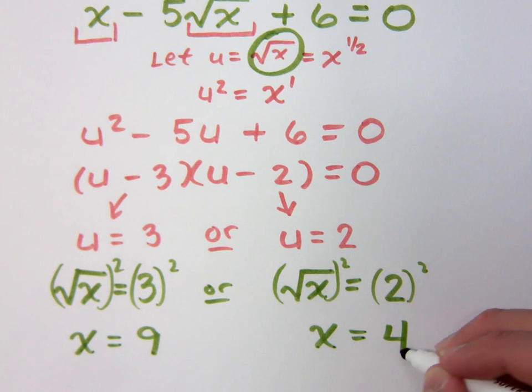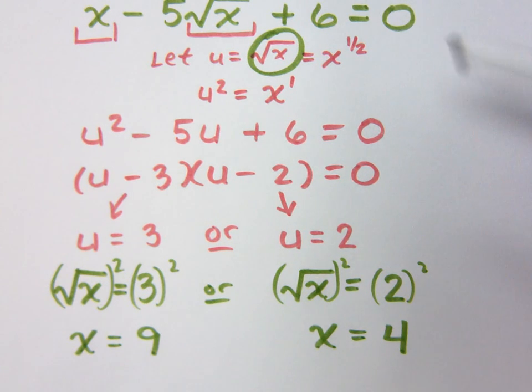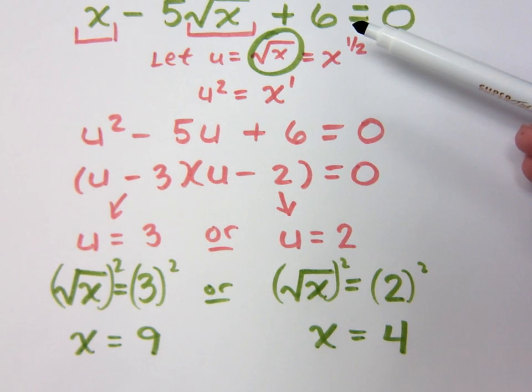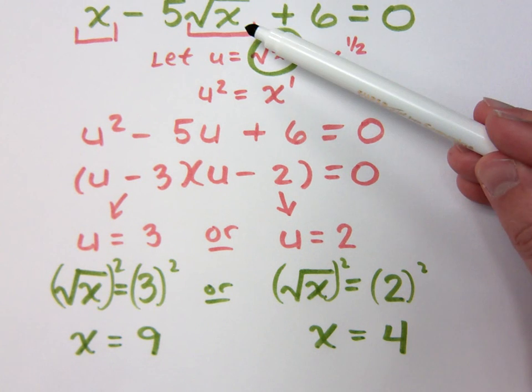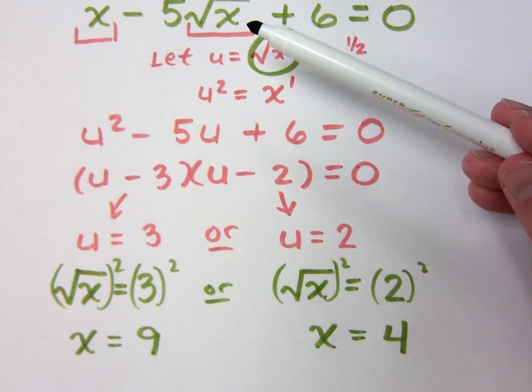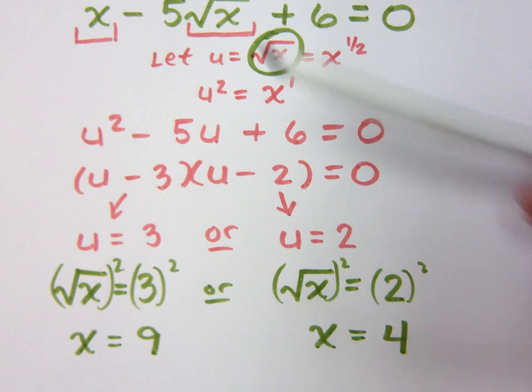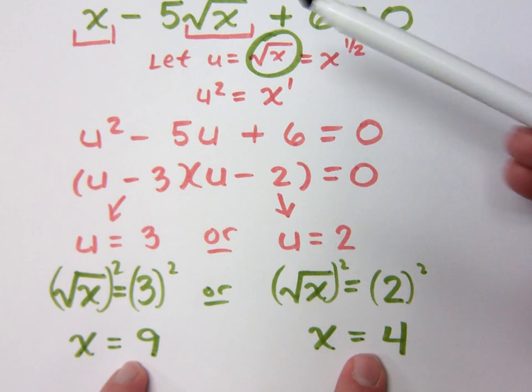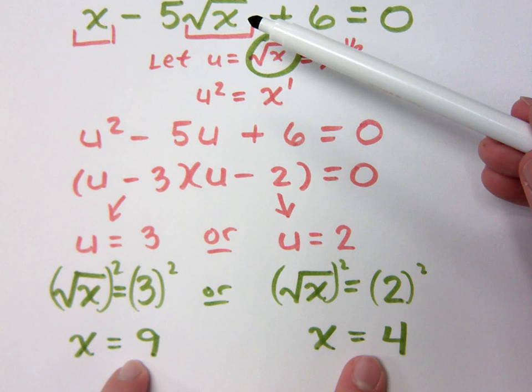Now let me tell you something. This original equation is not a polynomial. The reason it's not a polynomial is because of the square root of x. So I can't look at this and say definitively I have so many answers. When this is a radical equation, I have to check to make sure that everything works out.